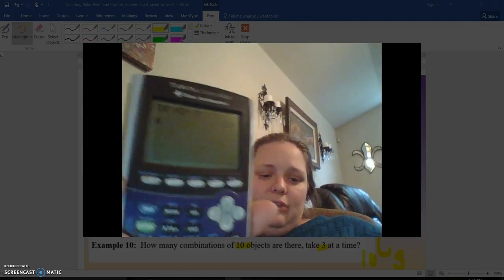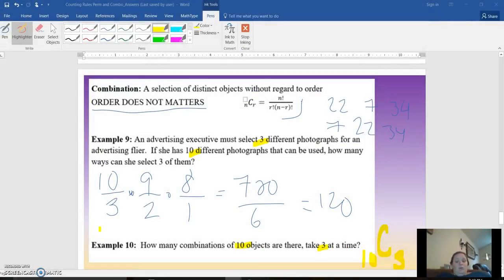So it doesn't matter if you want to do the shortcut or you want to do the calculator. I just need you to understand what all this means. This means there's 120 different ways to select 3 different photographs when order doesn't matter.